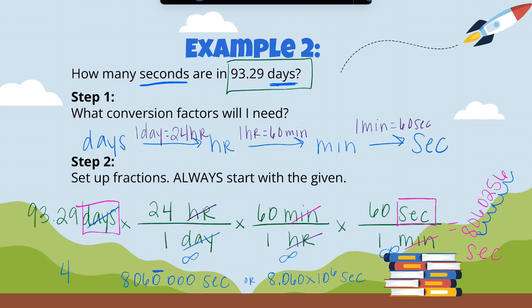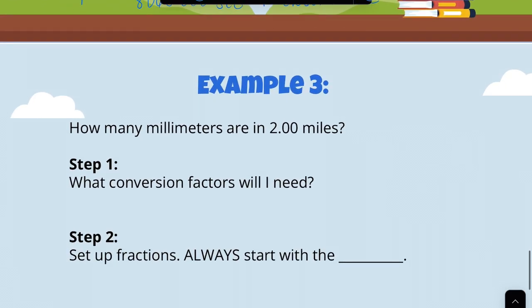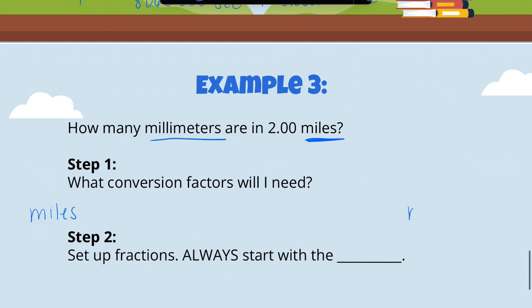All right, we have done 2 examples with time now. Let's try some examples that don't involve time. So in example 3, what we're trying to do is convert from miles to millimeters. So up first, I can write miles over here, and I eventually want to get to millimeters. Now millimeters are in the metric system. If you remember, m is for milli and m is for meters. So I'm going to use that abbreviation there.